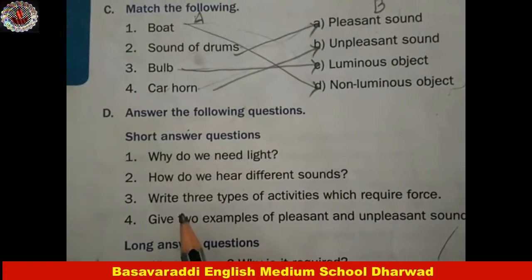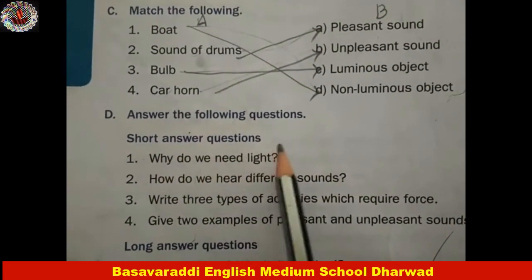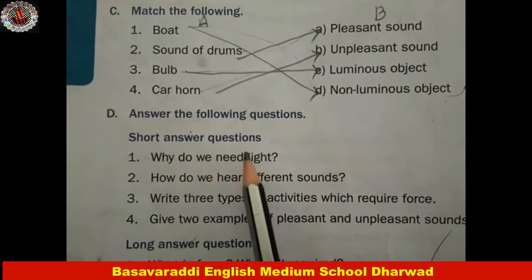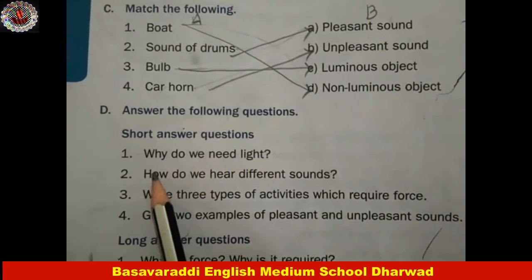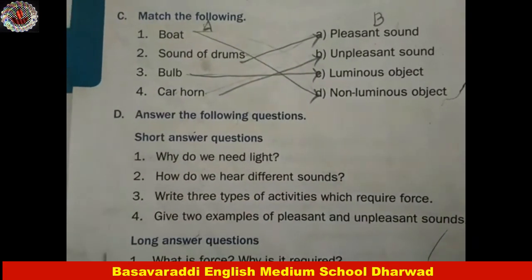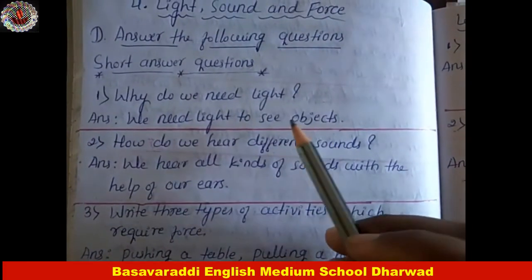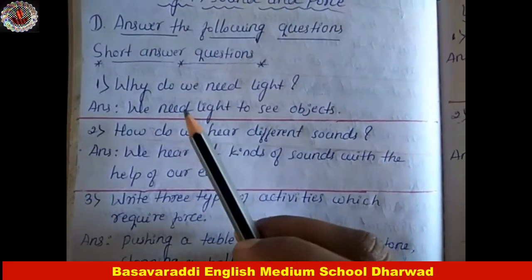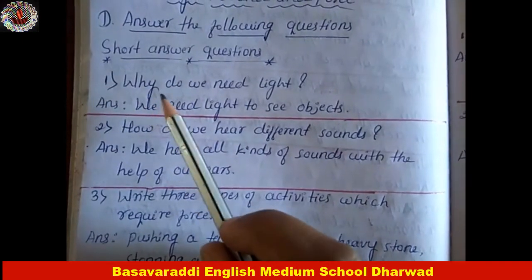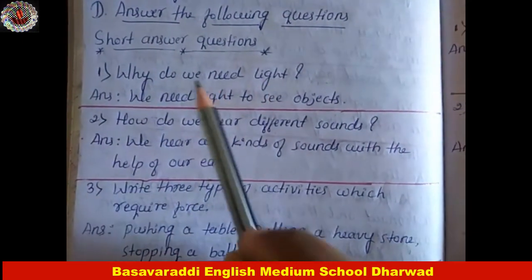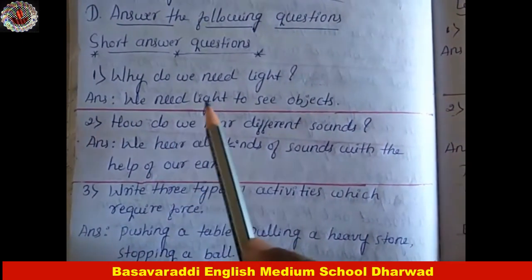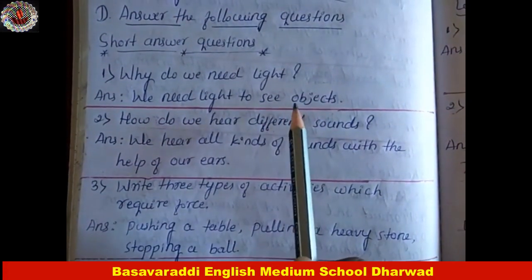Next, the D part. Answer the following questions. Short answer questions. First one, why do we need light? Answer, we need light to see objects.